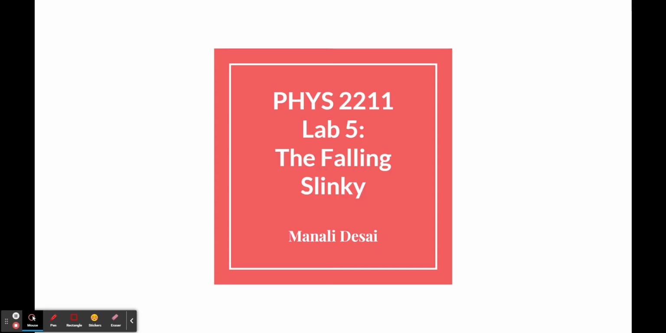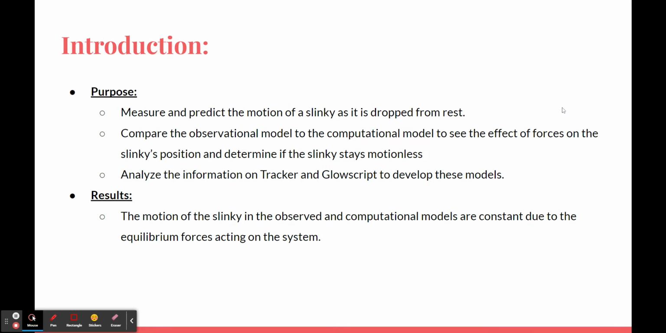This is my Physics 2211 Lab 5, the falling Slinky. The purpose of the lab was to measure and predict the motion of the Slinky as it dropped from rest. I compared the observational model found during Tracker and the computational model found in GlowScript to see the effect of the forces on the Slinky's position and determine if the bottom of the Slinky stays motionless. I analyzed the information on Tracker and GlowScript to develop these models.